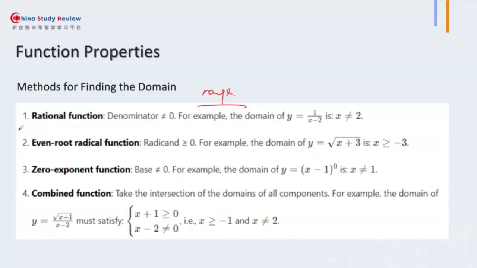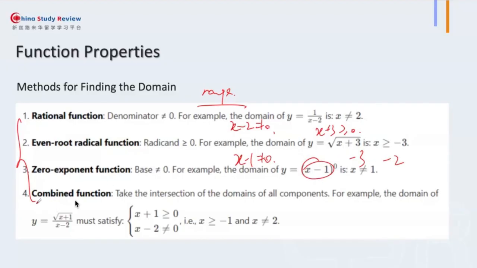So you have four kinds of function, which is typical. The first one is rational function. So for this one, it's fractional, by which I mean your denominator cannot be zero, right? And for the second one, you have even root radical function, which is with square root. So the part that is under square root should be larger than or equal to zero. And for the third one, you have zero exponent function, which means this part, your base, cannot be zero, but it can be negative, all right? It can be -3, -2.